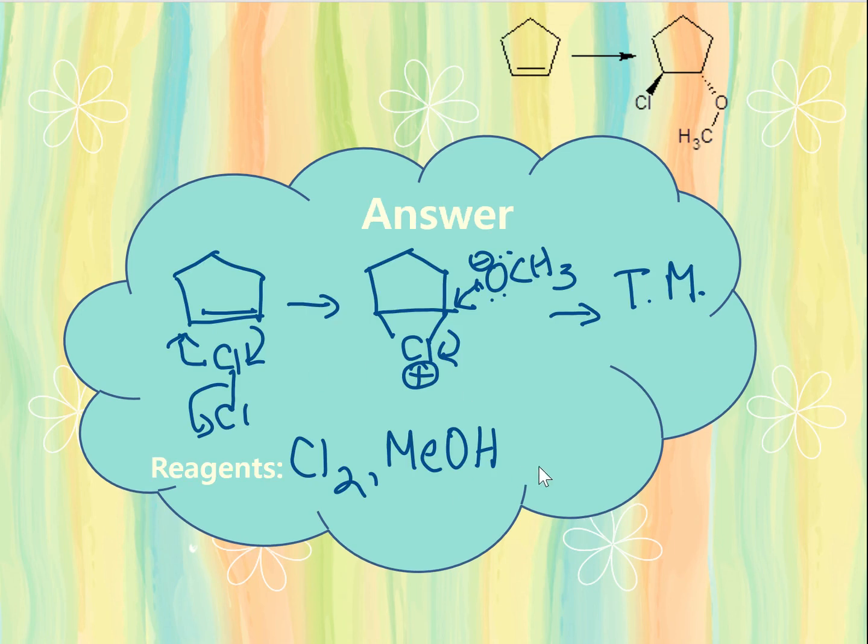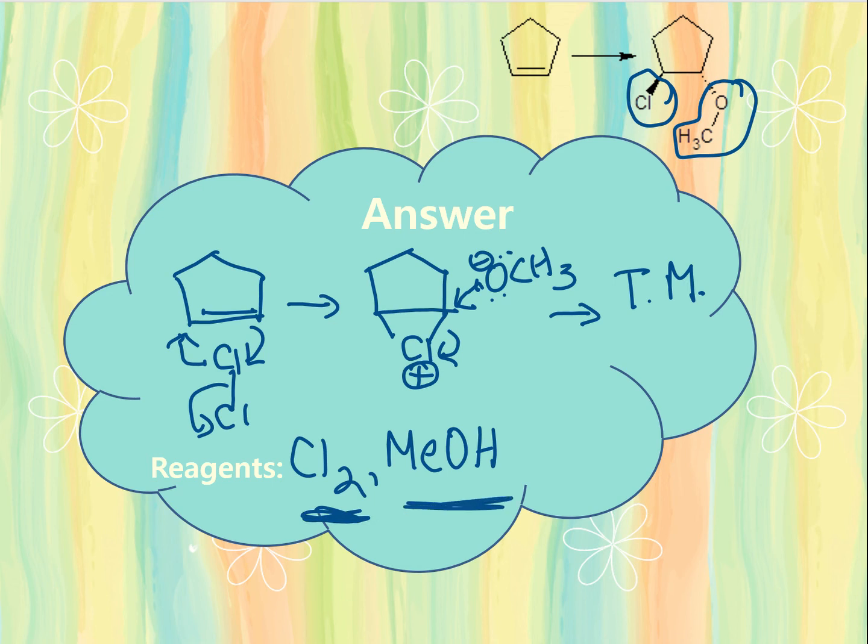And so this is what we're saying happens. We have our chlorine, because clearly the final product has chlorine and the methoxy. The first thing you want to do is analyze your product. What is in your product that is not in your starting material? If we look closely at our product, we recognize that we have a halogen and a methoxy. That should tell us immediately that our reagents are chlorine and methanol.